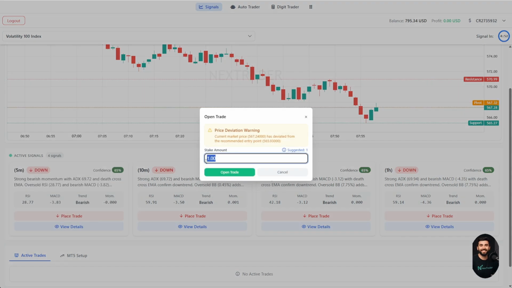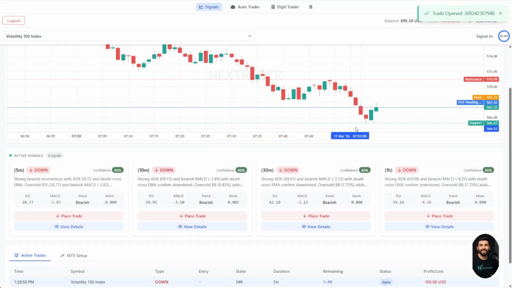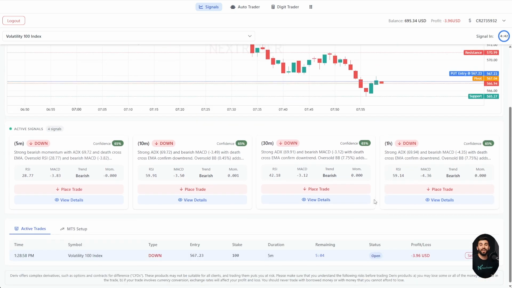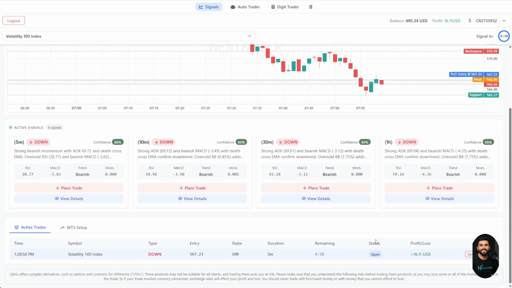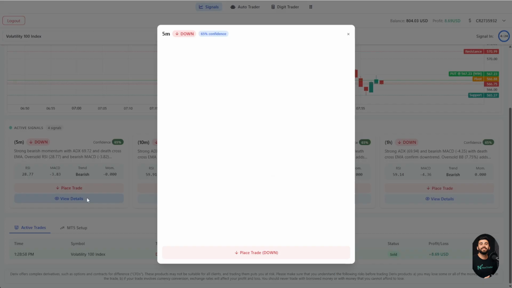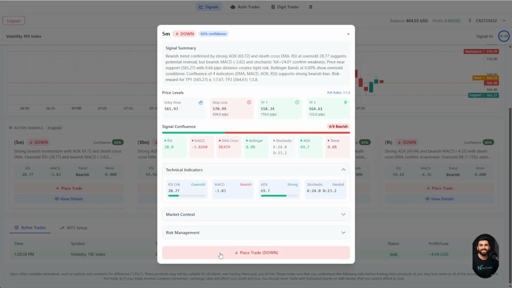The system runs on a 5-minute cycle, analyzing fresh market data, recalculating indicators, and delivering updated signals across all 4 time frames. So, to summarize, you get a clean professional chart with real-time support and resistance. Non-repainting buy and sell signals powered by multi-indicator confluence. 4 time frame analysis from 5 minutes to 1 hour. AI-generated detailed breakdowns of every signal. Built-in risk management guidance, and free access to 10-minute signals without creating an account.